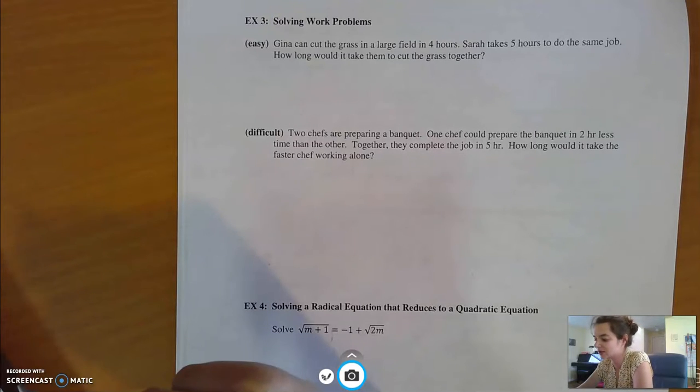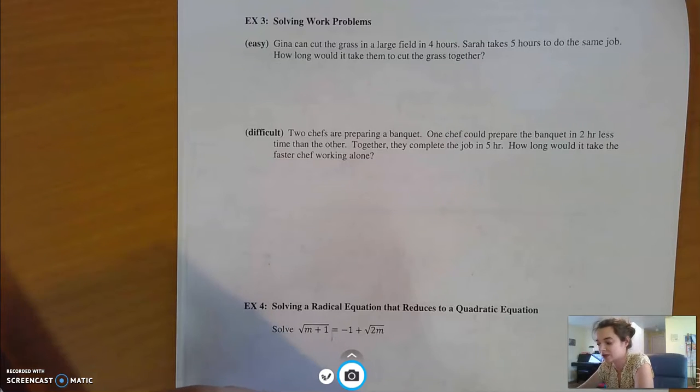The first one, Gina can cut the grass in a large field in 4 hours. Sarah takes 5 hours to do the same job. How long would it take them to cut the grass together? So they're going to help each other out. So it should take less time than either one of them alone.